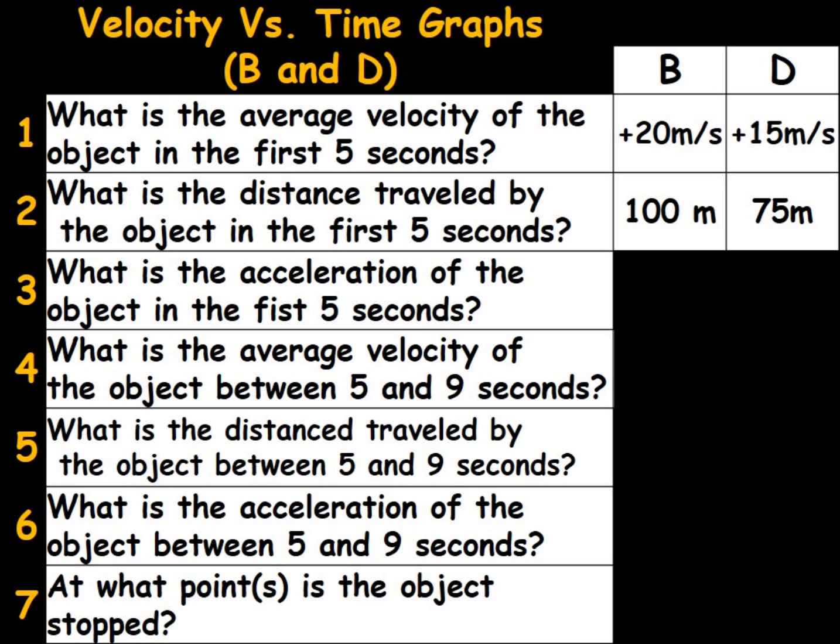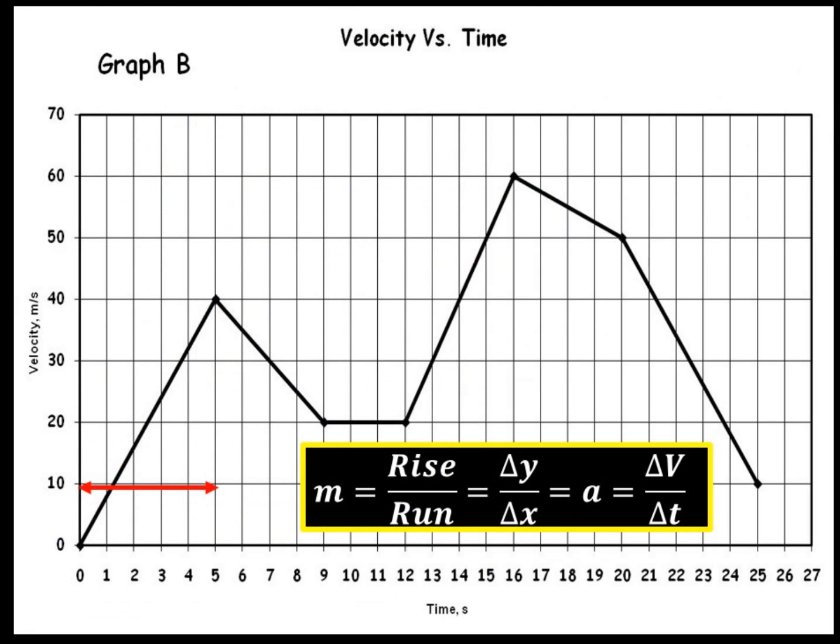What is the acceleration of the object in the first 5 seconds? Now, remember what acceleration is. Acceleration is change in velocity over change in time. So this would be 40 over 5, which is 8, and it's positive, so it would be 8 meters per second squared, and it's positive.